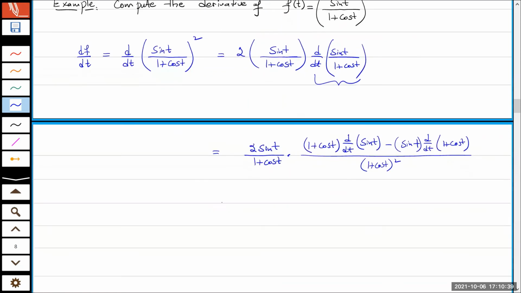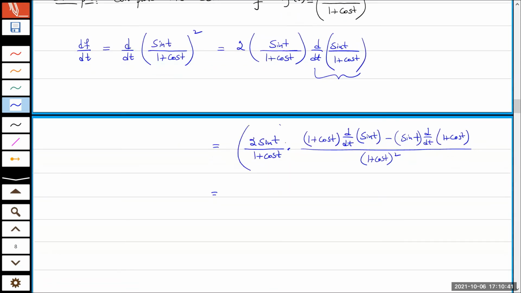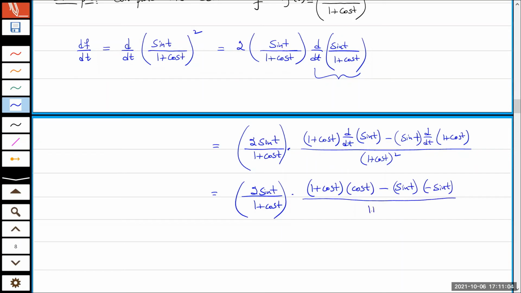Sweet. This is in the bracket. 2 sine t, 1 plus cos t. Let's do the derivatives. 1 plus cos t, the derivative of sine is cosine. Negative sine t. And then the derivative of 1 is 0. The derivative of cos is negative sine. All divided by 1 plus cos t.